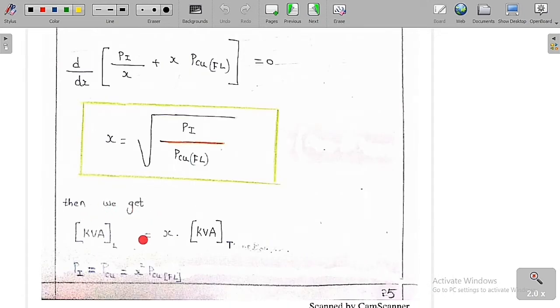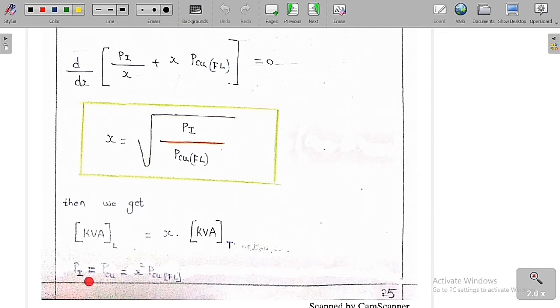I've already told you x is the ratio of the kVA rating of the load to the kVA rating of the transformer. So the kVA rating of the load is equal to x times the kVA rating of the transformer. Substitute the value of x here, and this is the kVA rating of the load at which we are going to get the maximum efficiency.